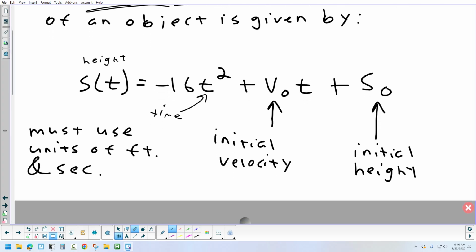So in our problem, we use units of feet and seconds. In other science classes, you probably use metric. But we use feet and seconds in that form. Okay, does everybody have that formula?